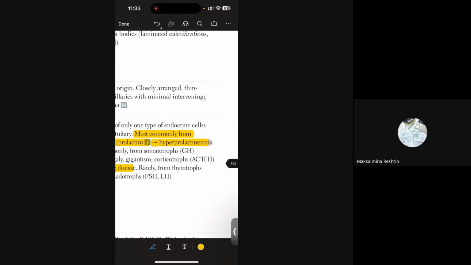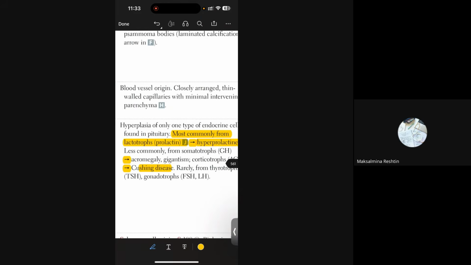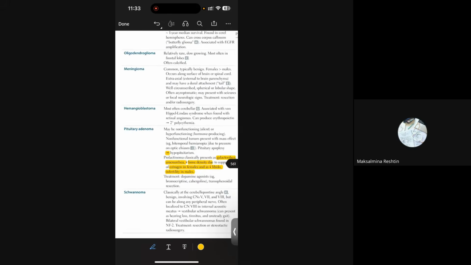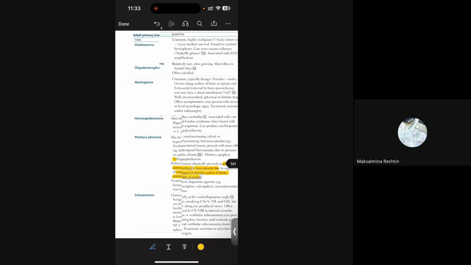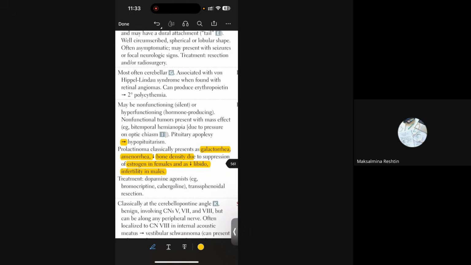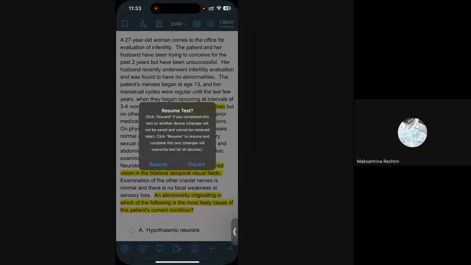Most commonly it is formed from lactotrophs, producing prolactin, hyperprolactinoma. We are talking about pituitary adenoma. Prolactinoma classically presents as galactorrhea, amenorrhea, decreased bone density due to suppression of estrogen in females, and as decreased libido and infertility in males.